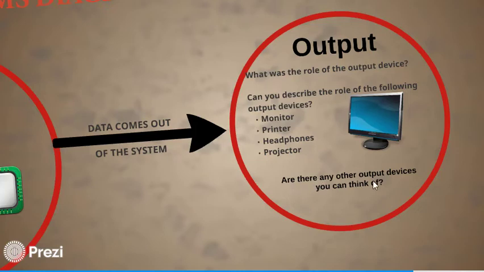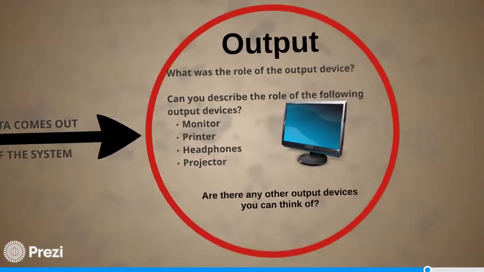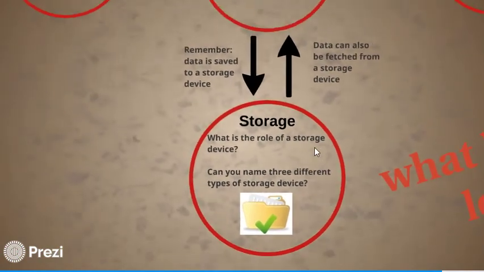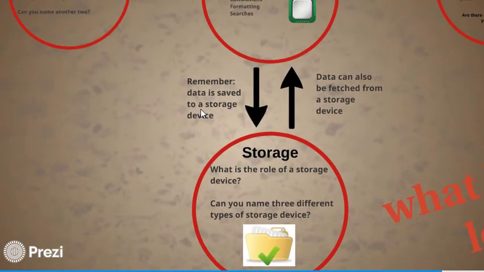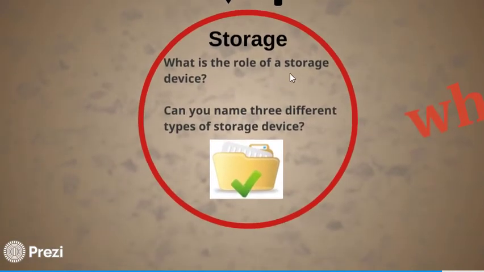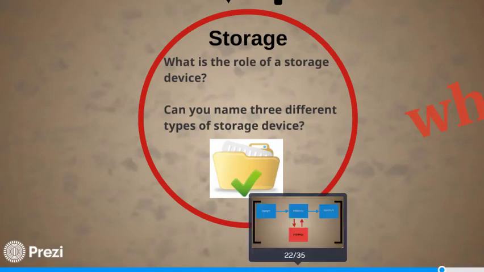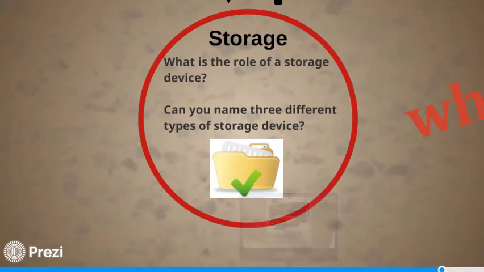Are there any other output devices you can think of? Of course, for example, speakers, and the like. And remember, data is saved to a storage device. Data can also be fetched from the storage device. So what is the role of the storage device? Can you name three different types of storage devices? I hope you can still remember, we just discussed it.